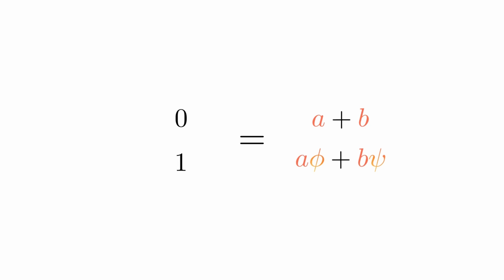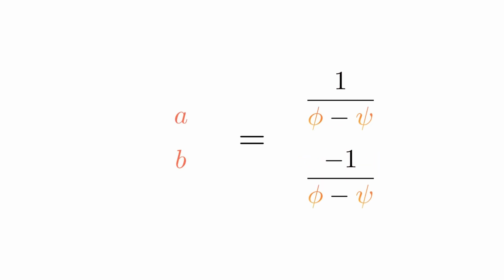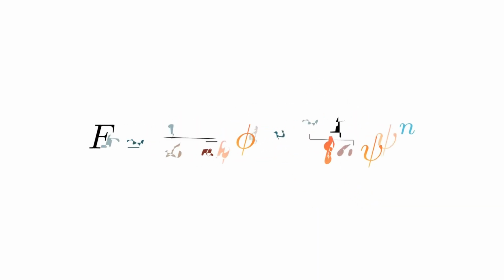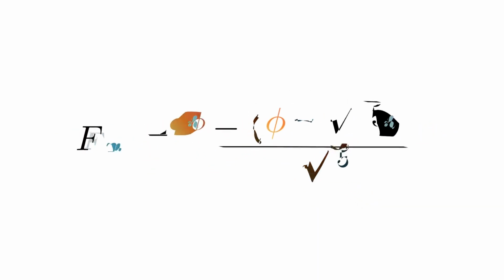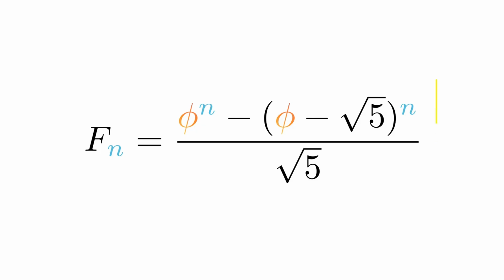Solving this system of equations, we get these values for A and B. Subbing these values into the explicit formula, we get this. Simplifying a bit further, we have the explicit formula for the Fibonacci sequence. This derivation was done only using algebra. Usually, it's derived using linear algebra. It's a good way to learn the applications of eigenvectors if you're interested.